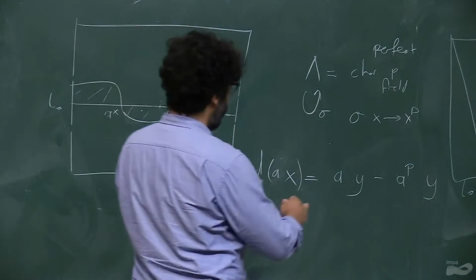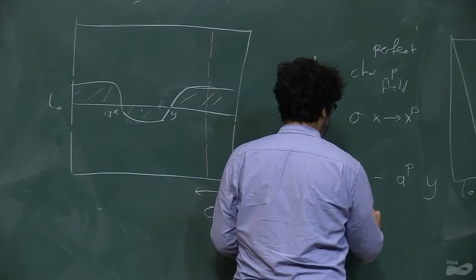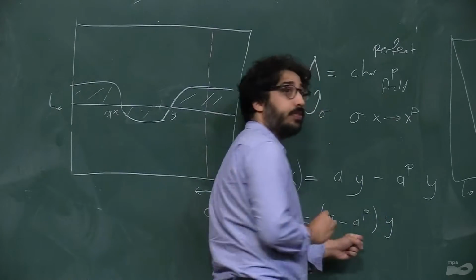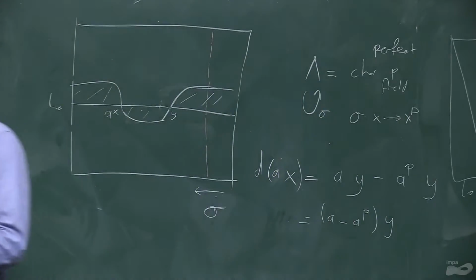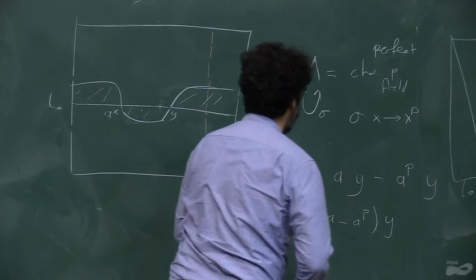So the important thing is this. This is now a minus a to the p of y. Right? So that's an equation that I love, because I was looking to introduce this Frobenius into Floer theory, but I couldn't do it in any meaningful way until this.